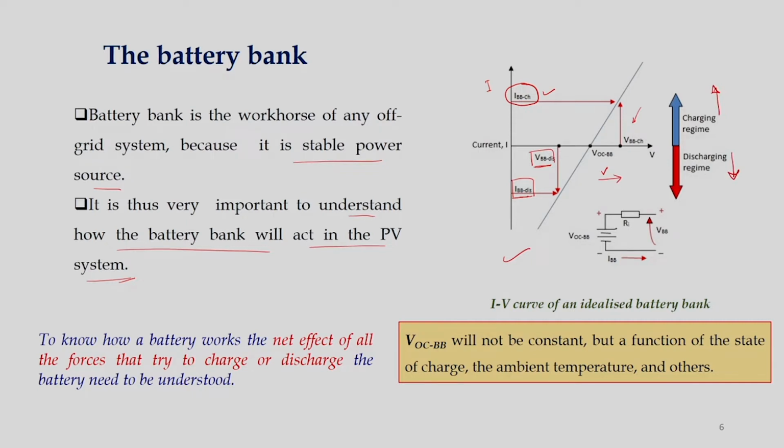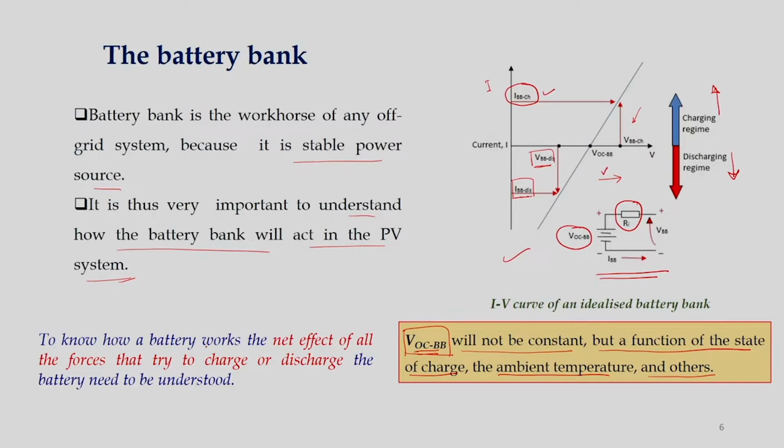So, this is a simple circuit diagram. This is the supplied voltage, an internal resistance will be there in the batteries, and this is the output voltage. Normally this V_OC,BB will not be constant, but a function of the state of charge, ambient temperature and other factors, right. But for our analysis we will presume that this V_OC,BB is constant.